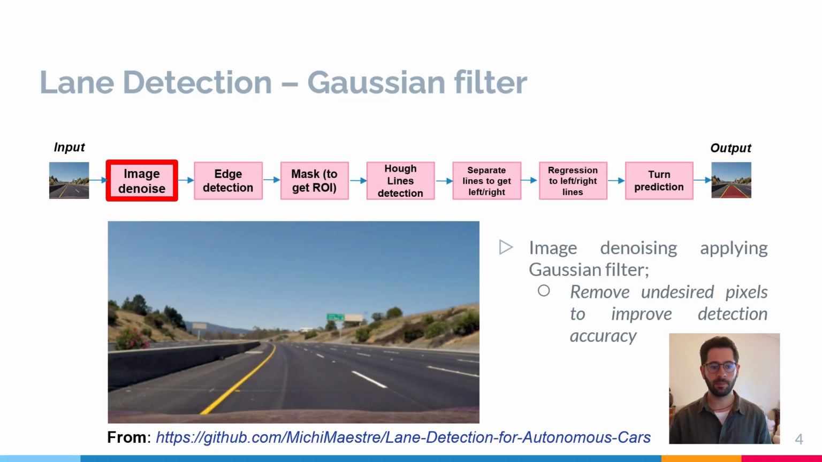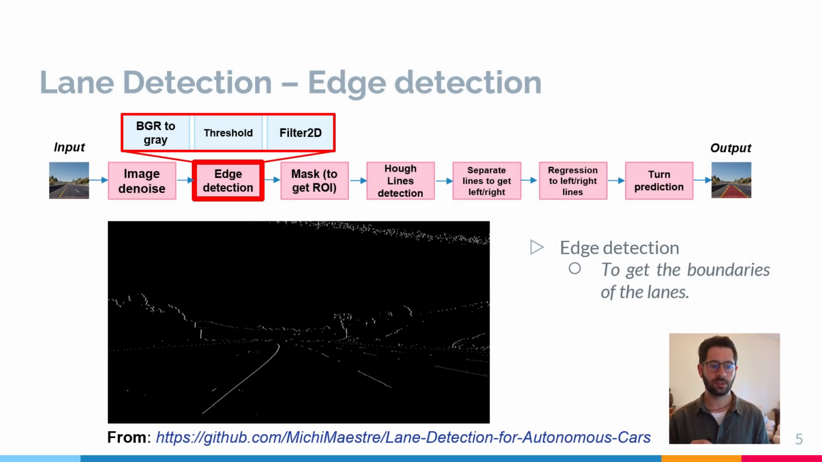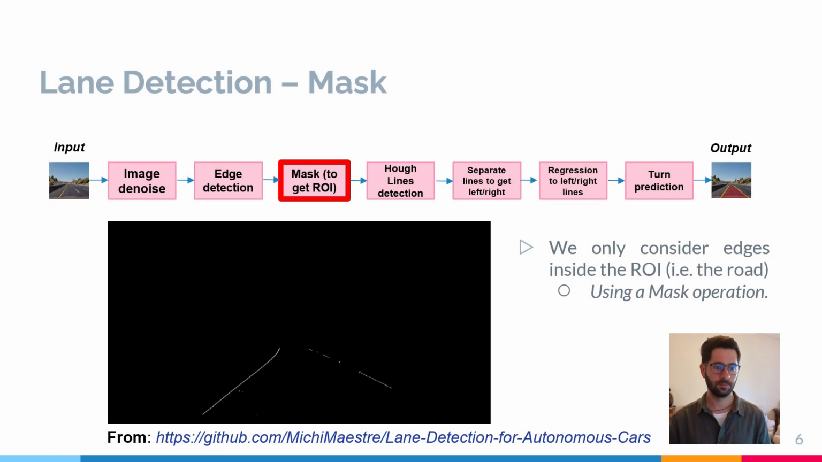The first step is the image denoising, that, applying a Gaussian filter, removes the undesired pixels from the image and improves the lane detection accuracy. The second step is the edge detection, that in turn is composed of three different phases that are BGR to gray transformation, a threshold function, and a filter 2D. The purpose of this phase is to get the boundaries of the lanes. Then we have a mask phase where only the edges that fall inside our region of interest are considered, and of course our region of interest is the road only.